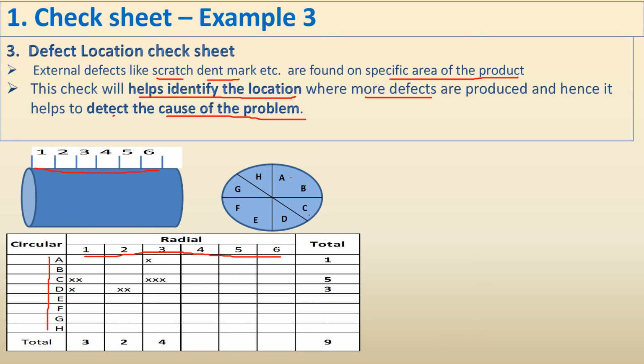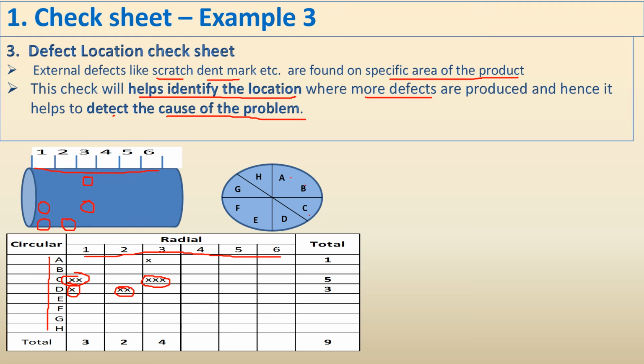Suppose we check this check sheet here, A3, we have to find here A and 3. Here some defect is found, like scratch or dent mark, etc. I have not specified it over here. At C1 and C3, some defects are found, like scratch or dent mark, C1 and C3. D1 and D2 here, D1 and D2.